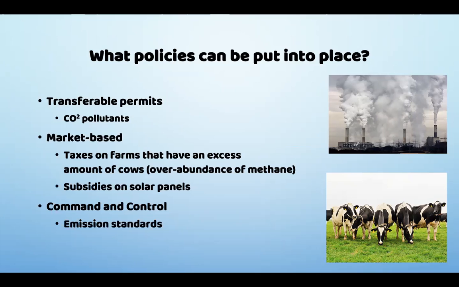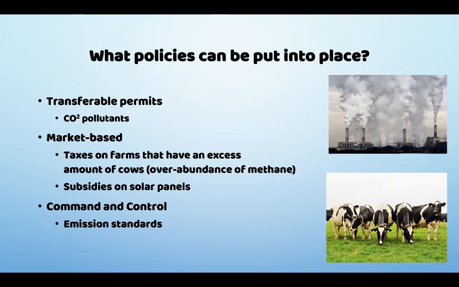A few examples of market-based policies can include putting a tax on farmers who have an excess amount of cows. Research and regulations would have to be put into place to determine what the cutoff point is for the amount of cows. With fewer cows, less methane would be released into the atmosphere as a greenhouse gas. This is significant as about 15 to 18% of human-induced greenhouse gases come from livestock, mainly cows, through methane.